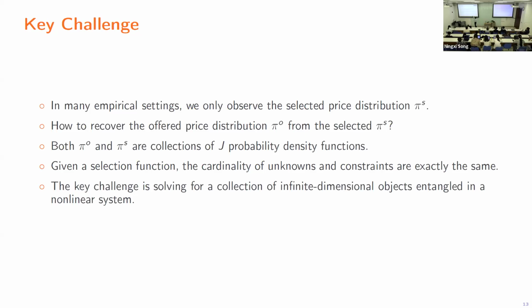Given a selection function, the cardinality of the unknown and the constraint are exactly the same. For now, let's assume we know this selection function. The second part of the paper will tell us how to recover it. Then we have 10 infinite dimensional unknowns and 10 infinite dimensional knowns. The key challenge is to solve for a collection of infinite dimensional objects in a nonlinear system. At the time when I tried to tackle this problem, I only knew one tool powerful enough to solve this type of problem, which you will see very soon.